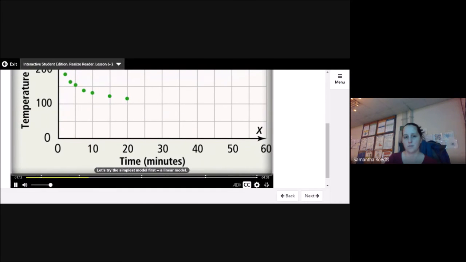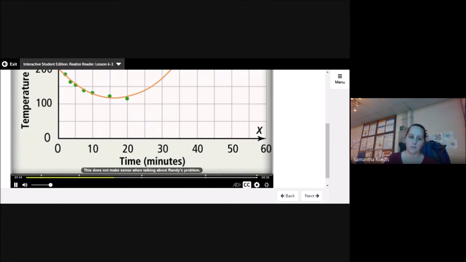Let's try the simplest model first, a linear model. Here's the best fit linear model for the data. You can check how well the model fits by looking at the residuals. There is an upward curve to the residuals, so a linear model is clearly not the best fit. We could use a quadratic model, but a quadratic model has its own problems when put in context of the cooling soup. You can see that the revised model predicts the soup's temperature will increase rather than continuing to decrease.